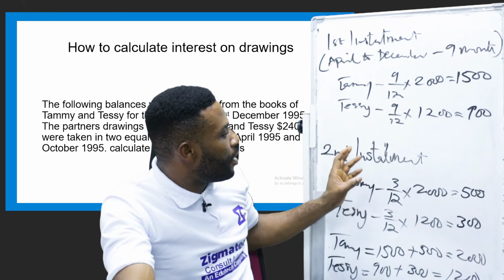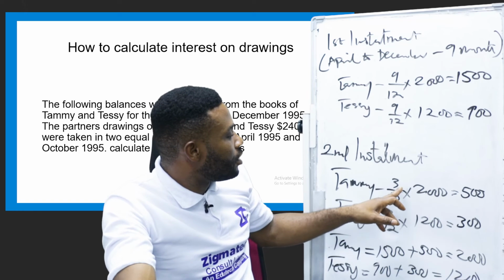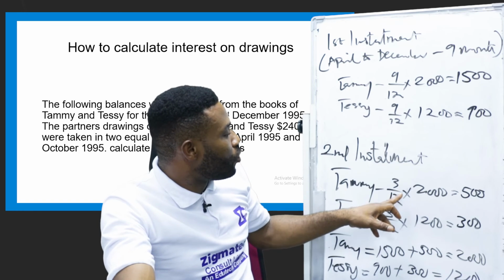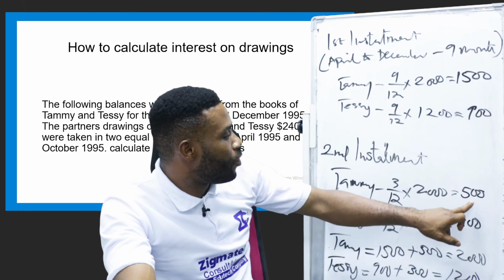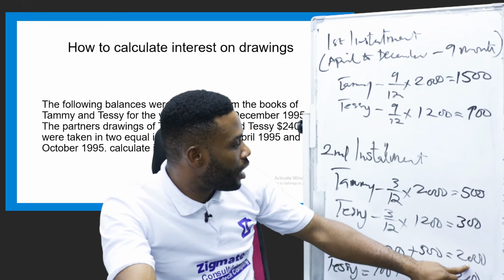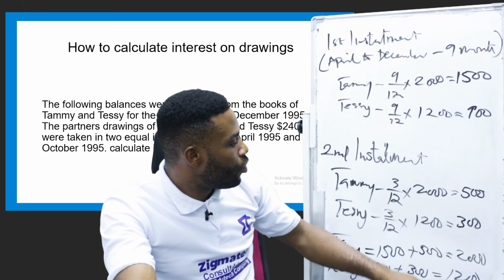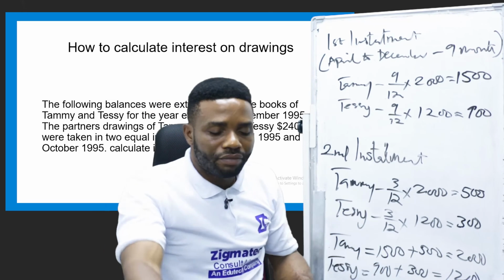And then for the second amount, it was just 3 months. That is why it's 500. So if you add here to here, you have 2,000. If you add here to here, you have 1,200.